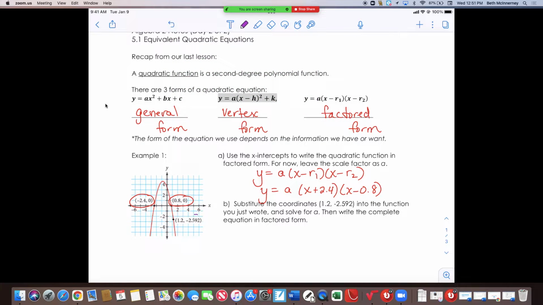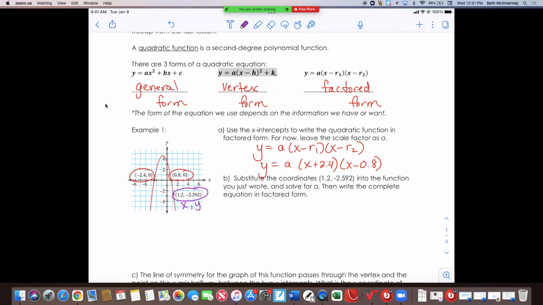if you look, I have another point that I'm going to call (x, y). So part B says substitute the x and the y into the equation we just wrote. Well, the y value is negative 2.592. I don't know a, but I know x. So grab your calculators, and I want you to compute what a is.